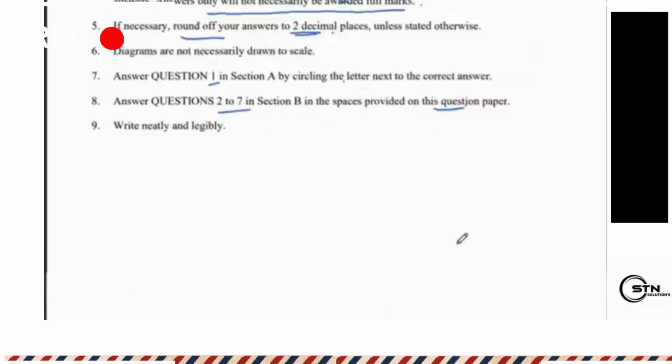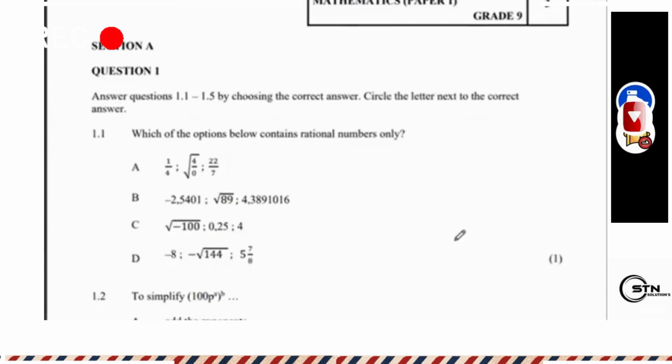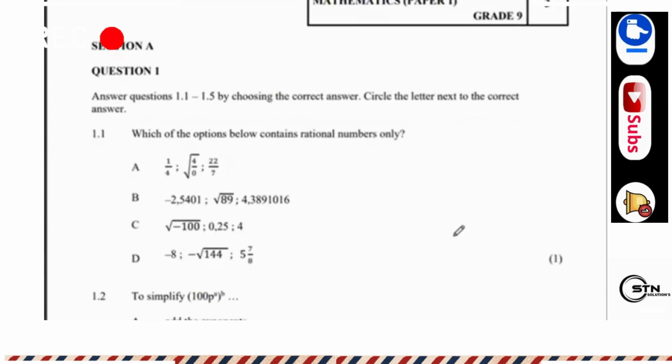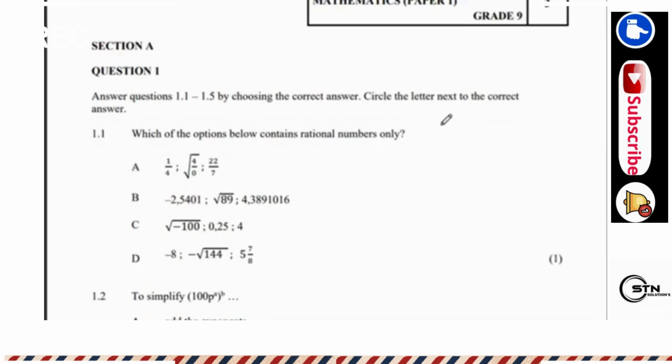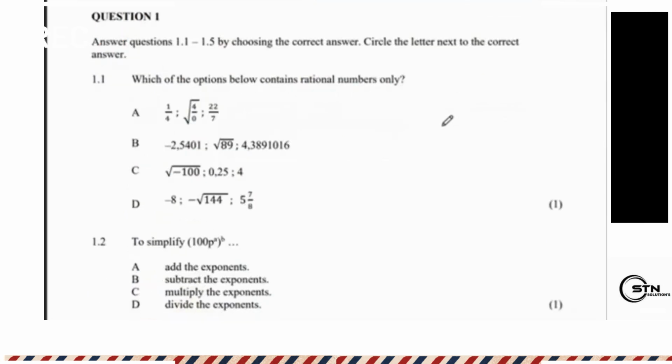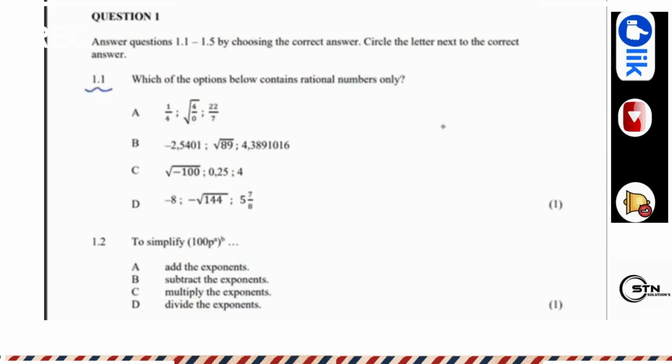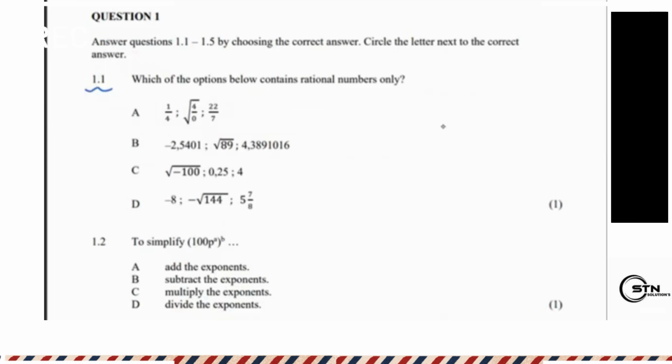Okay, let's see. Question 1. They're telling us that we must answer questions 1.1 up to 1.5 by choosing the correct answer. So what we need to do is circle the letter that is appropriate. Okay, so in this case, I'll just write my answer on the right hand side. So 1.1, which of the following options contains rational numbers only?